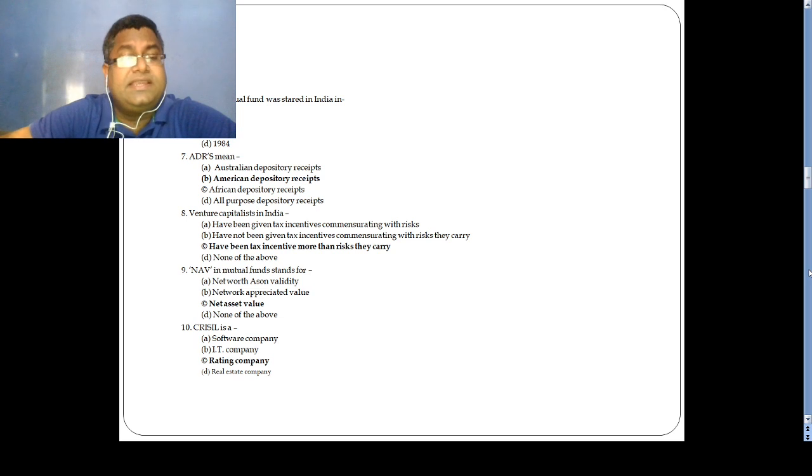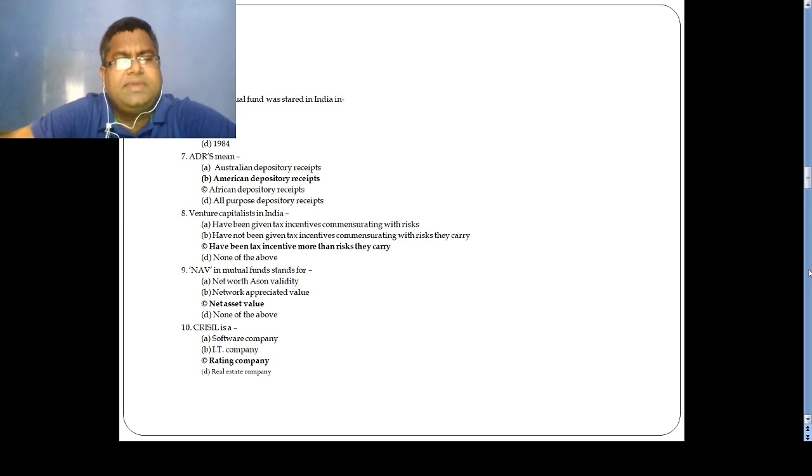Venture capitalist in India: who is called a venture capitalist, VC? It is a riskier capital for riskier projects, and they get some tax benefits. You may also call it startup capital or floating capital. They get some tax incentives in return for the risk they carry.